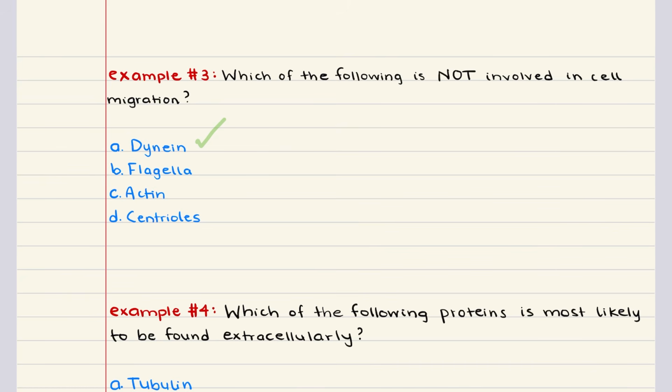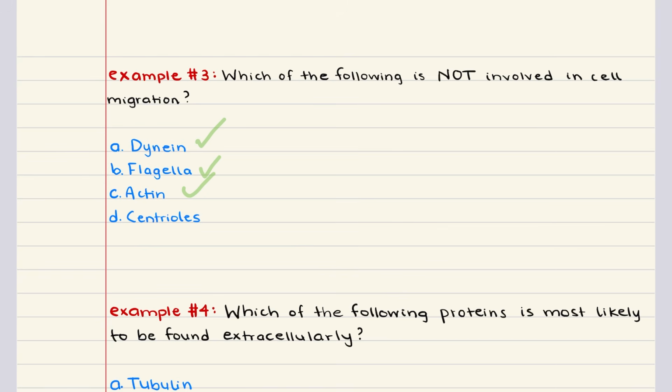B says flagella. Flagella are tail-like structures that help propel cells forward, especially in sperm cells. So that's definitely a direct form of cell migration. C says actin. Actin forms microfilaments, which are essential for cell crawling and shape changes during migration. So actin is very much involved in cell movement.